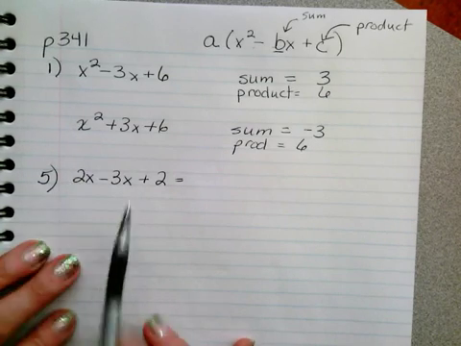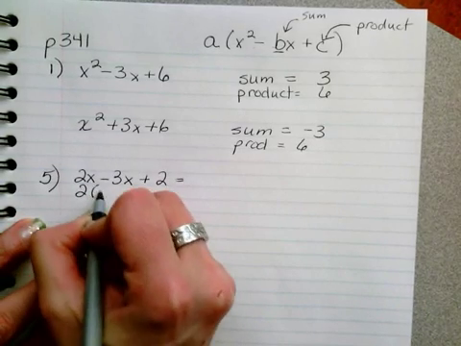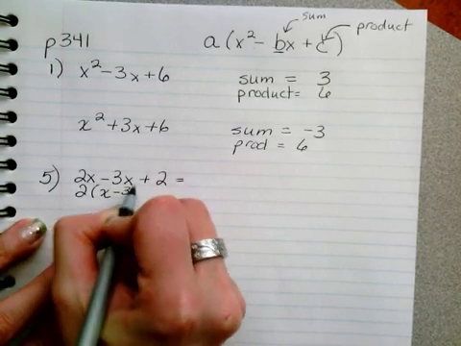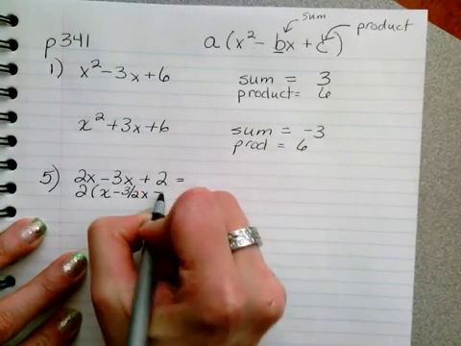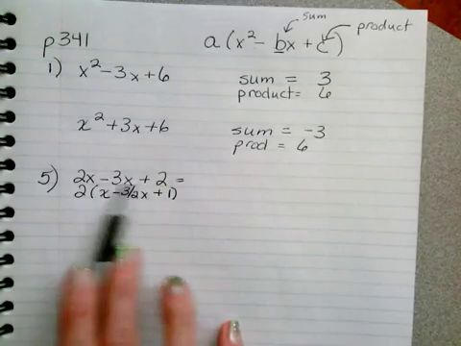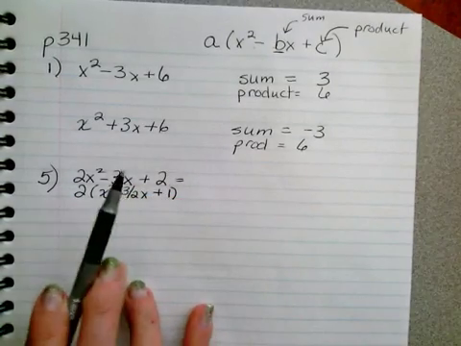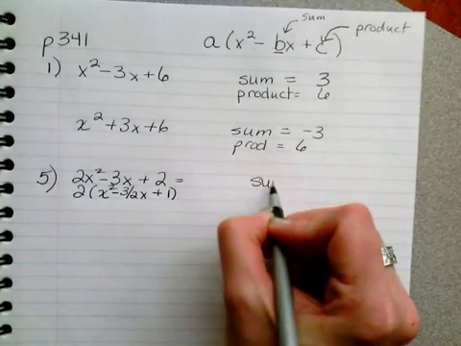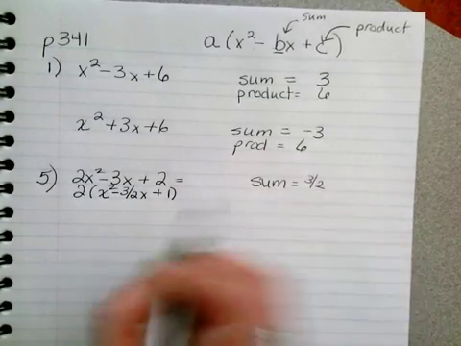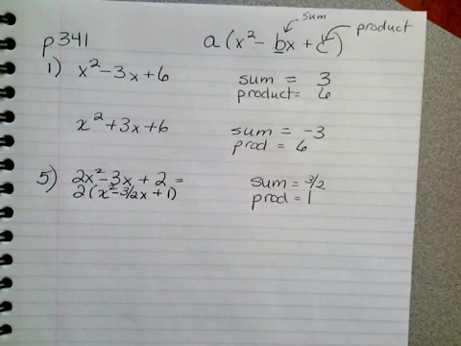So the one little thing you got to do, and this isn't that big of a deal, is pull out the 2, and you end up with x minus 3 halves x plus 1. Now, this little sniglet here, that should be a square, that should be a square, allows me to see 3 halves is my sum. My product is a 1. Okay?